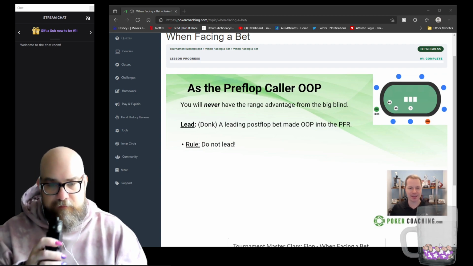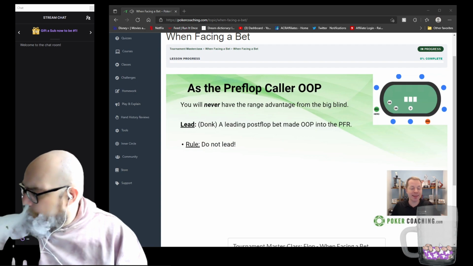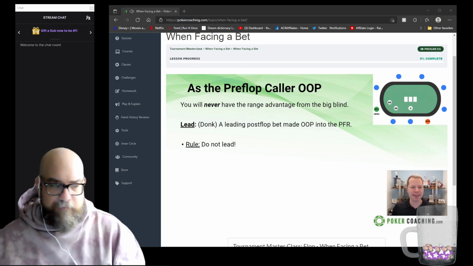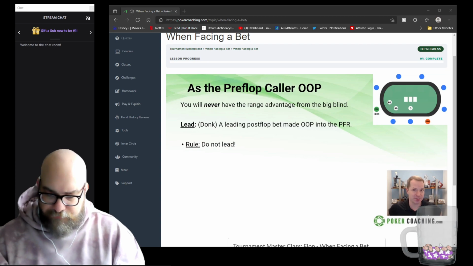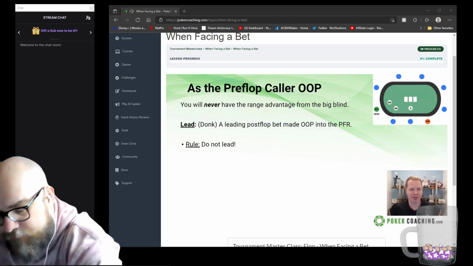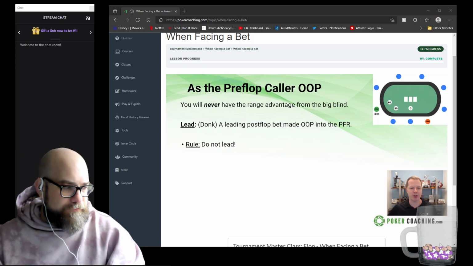A lead is a leading post-flop bet made into the pre-flop raiser from out of position. And this is a bad play. You do not want to lead. I know some people think you should be leading with a polarized range, which is what you should be leading with if you're going to have a leading range. But you just should not have a leading range. You don't need to do it. There's no point in doing it.